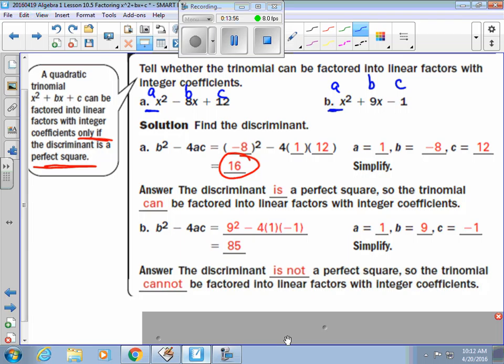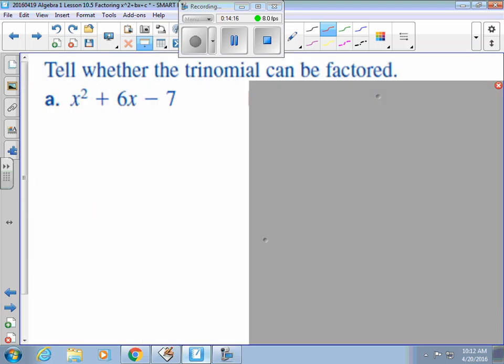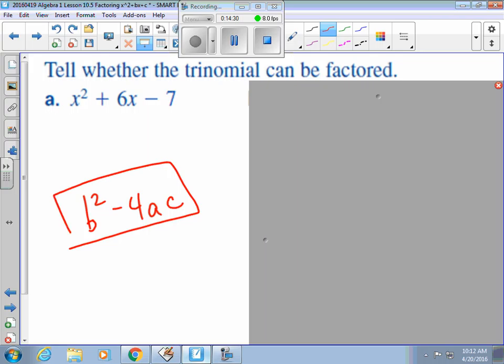So again, the discriminant is simply this: b squared minus 4 times a times c. You will see that again in Algebra 2 when you're using the quadratic formula. You'll notice it again in 2 years. So b squared minus 4ac on the back, everybody. Tell me if this one can be factored into integer coefficients. B squared minus 4 times a times c. If it's a perfect square, it can be factored. If it is not, it can't.